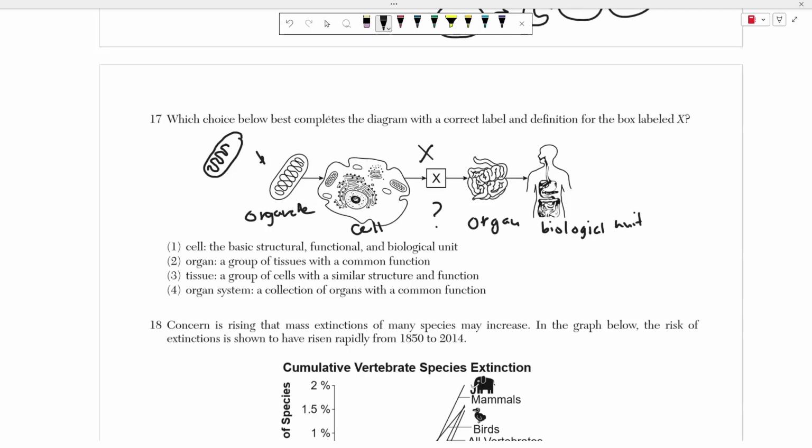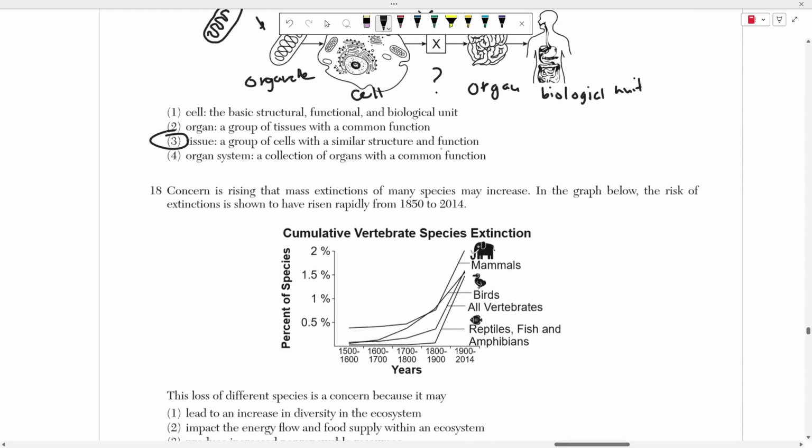Okay, so you should be thinking about the organization of life, right? Life organizes itself from least complex to most complex. So a group of organelles is called a cell, a group of cells is called a tissue, and a group of tissues is called an organ, and a group of organs is called a biological unit or an animal, right? So it's a tissue, which is a group of cells with similar structures and functions, okay? So these are all intestinal cells, okay?